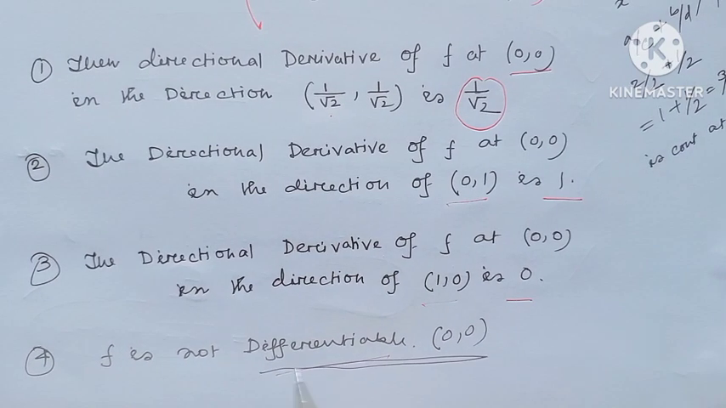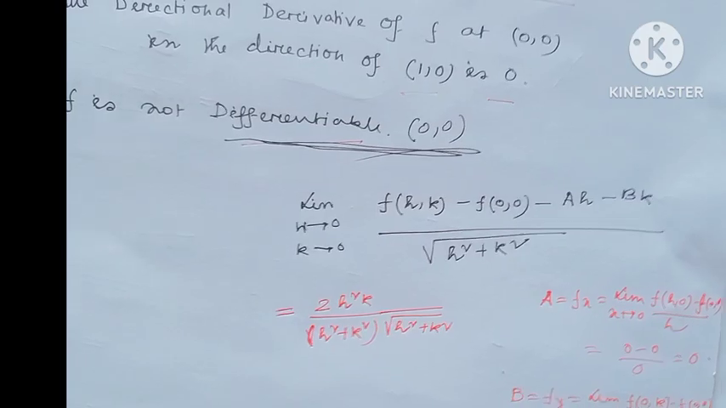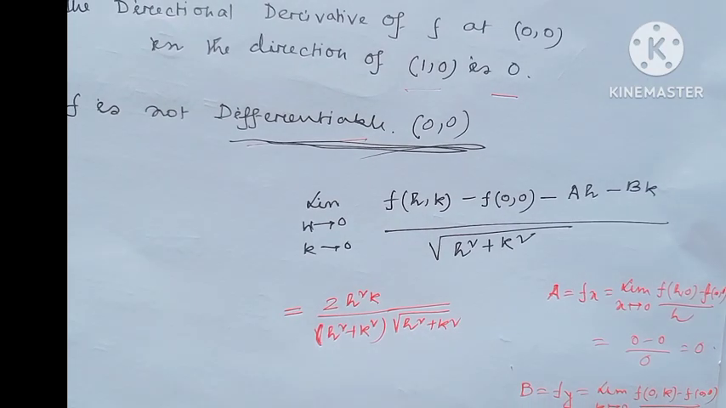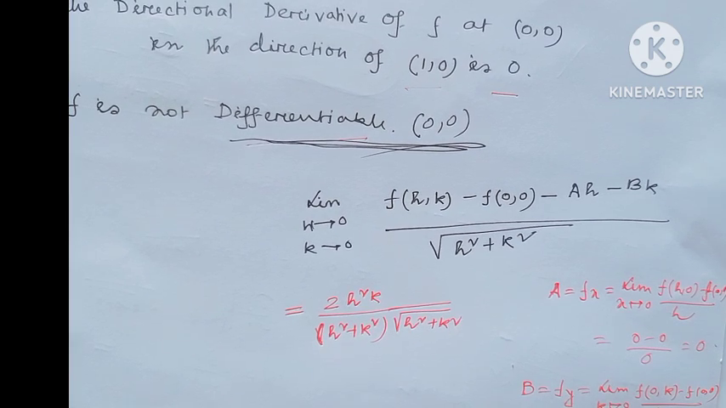Here we indicate f is not differentiable at the point (0,0). To prove differentiability at (0,0), the value would be the limit as h goes to 0 and k goes to 0 of [f(h,k) minus f(0,0) minus ah minus bk] divided by the square root of h squared plus k squared.